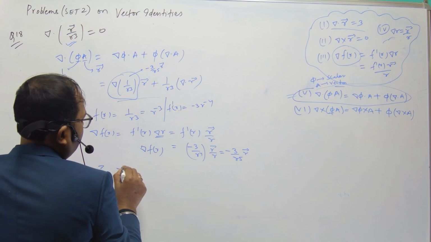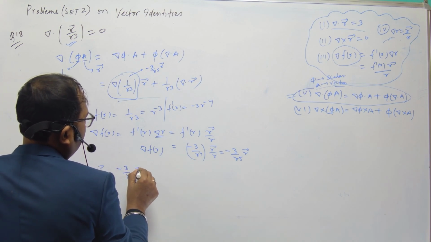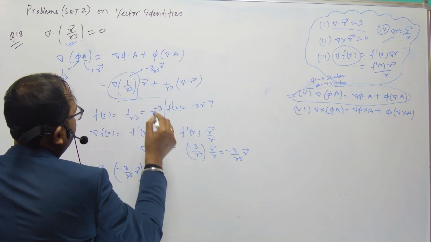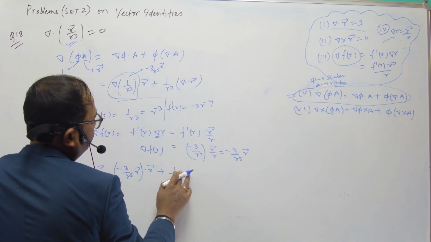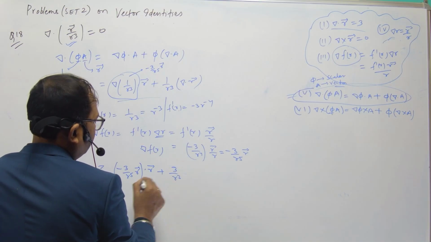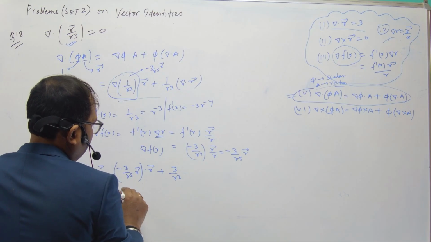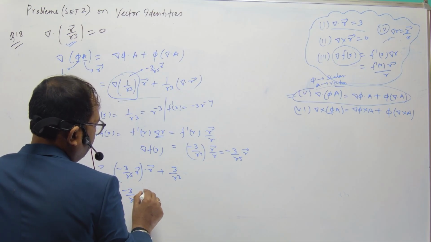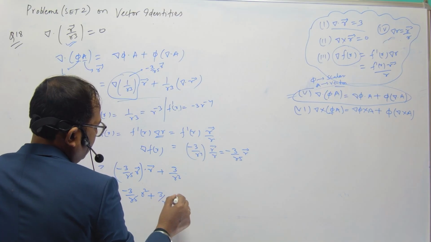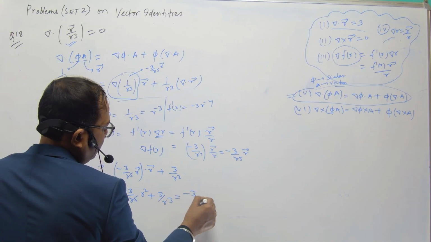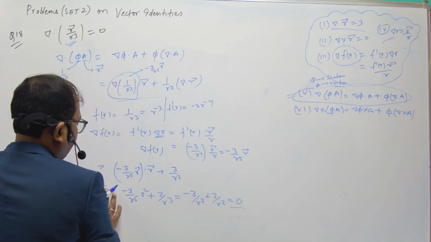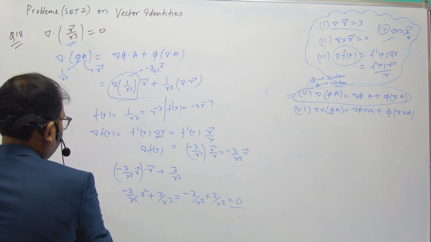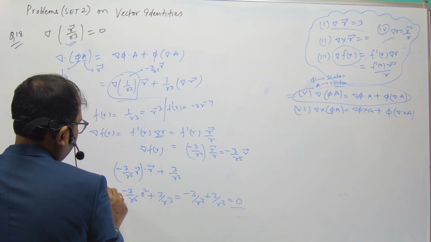We have this as minus 3 upon r^5 r vector. The value of this one, del of 1 upon r cube dot r vector plus 1 upon r cube into 3, is equal to minus 3 upon r^5 r square plus 3 upon r^3, equal to minus 3 upon r cube plus 3 upon r cube, which is equal to 0. So we have the value of the divergence of 1 upon r cube equal to 0.